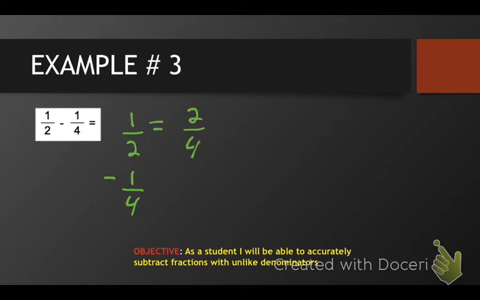1 times 2 is 2. Okay, and the second one is already over 4, so we're even better. And we just simply have 2/4 minus 1/4, which is 2 minus 1 is 1, and our denominators stay the same. Our answer is 1/4. We are done with example number 3.